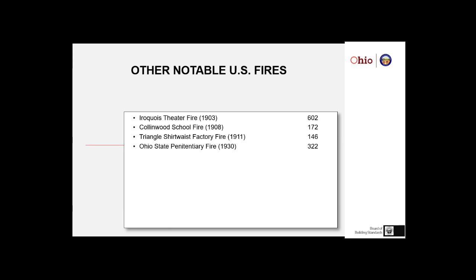Let's come a little closer to home again, right in Columbus this time. The Ohio State Penitentiary Fire, which occurred in 1930. 322 people died. The source of this fire is still a little unknown. Some say that a candle ignited oily rags that were left on the roof. Some were speculating that prisoners did that to create a diversion.